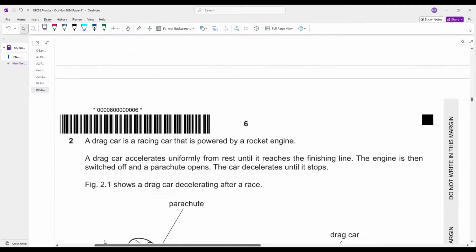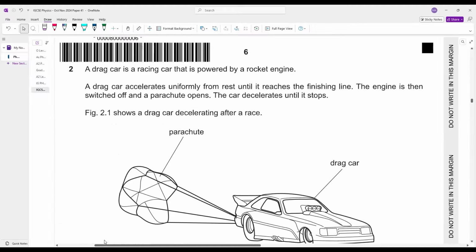A drag race, a drag car, sorry. A drag car is a racing car that is powered by a rocket engine. A drag car accelerates uniformly from rest. That means you are starting from an initial velocity of 0 until it reaches the finishing line. The engine is then switched off and a parachute opens. The car decelerates until it stops.